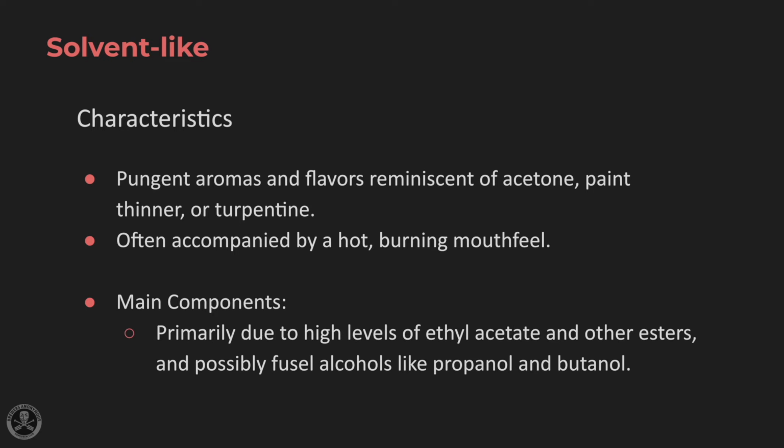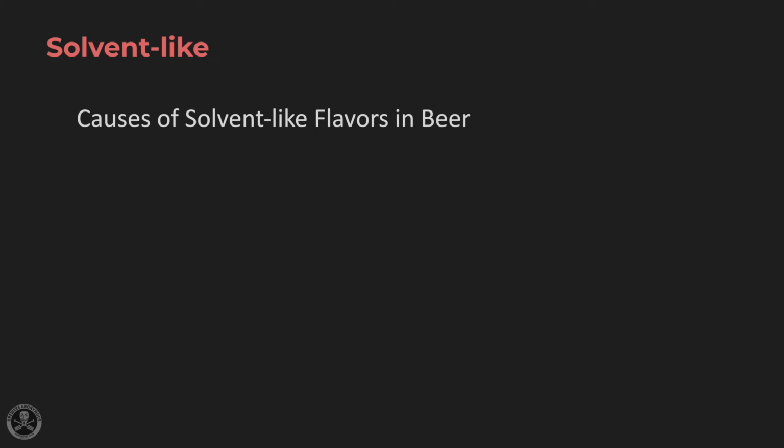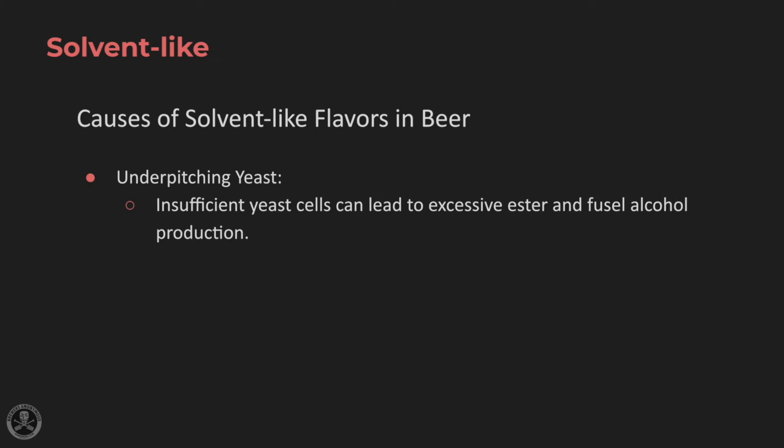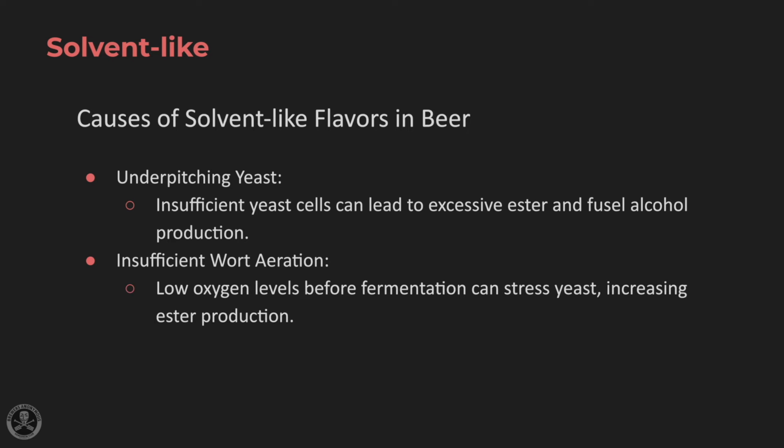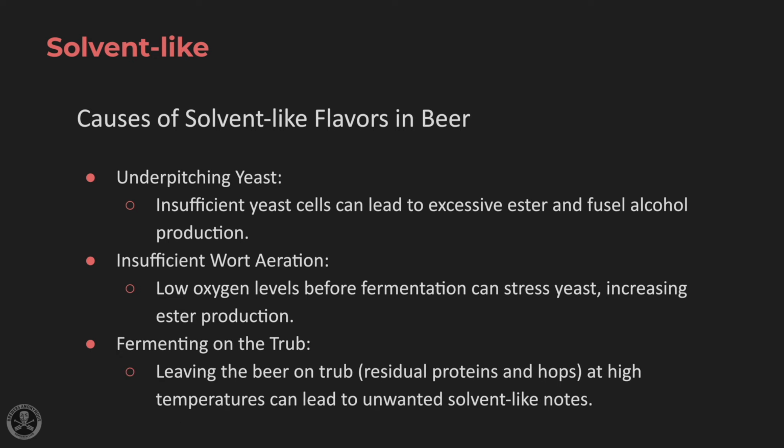This is usually caused by high levels of ethyl acetate and other esters, and sometimes fusel alcohols such as propanol and butanol. Causes of solvent-like flavors and aromas in beer. Underpitching yeast. Insufficient yeast cells can lead to excessive ester and fusel alcohol production. Insufficient wort aeration can stress the yeast and also increase ester production. And leaving the beer on the trub and high fermentation temperatures can lead to a solvent-like character.